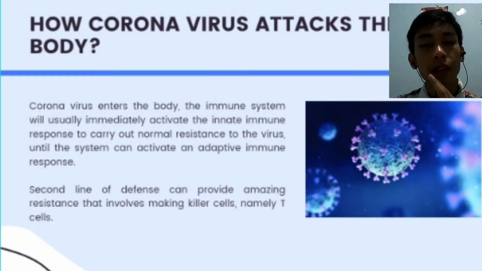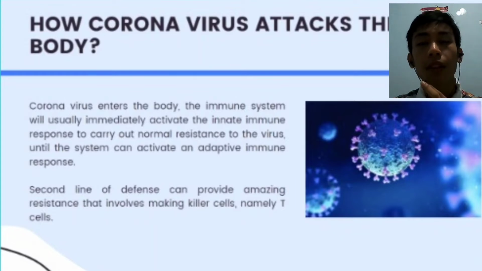So the virus enters the body first, and the immune system will usually immediately activate the innate immune response to carry out the normal resistance to the virus until the system can activate the adaptive response. The human body has an immune system that always monitors and checks if there is a strange cell or germ that has entered. When the immune system cell finds a cell or microorganism that's considered dangerous, it'll be wrecked immediately.